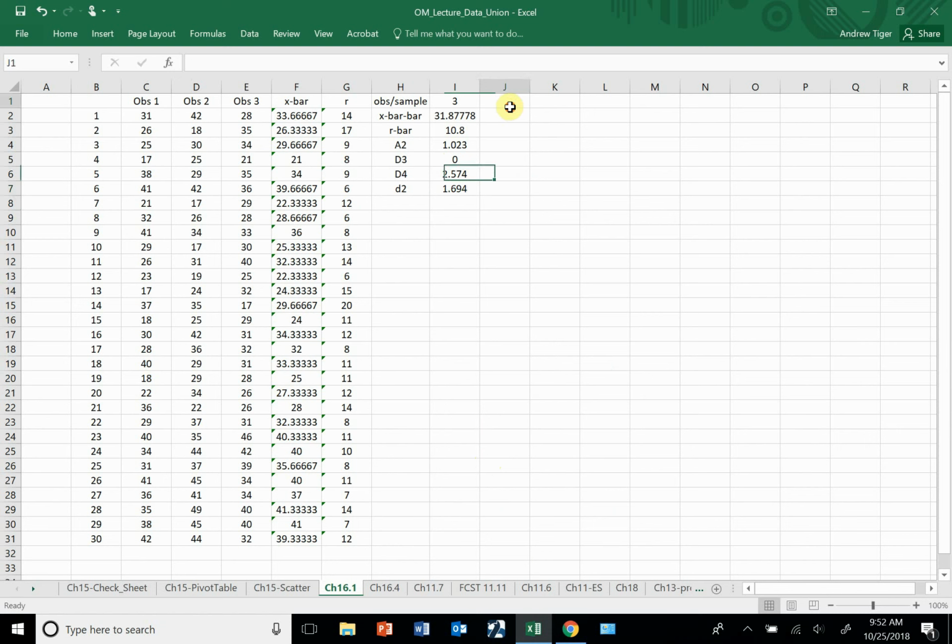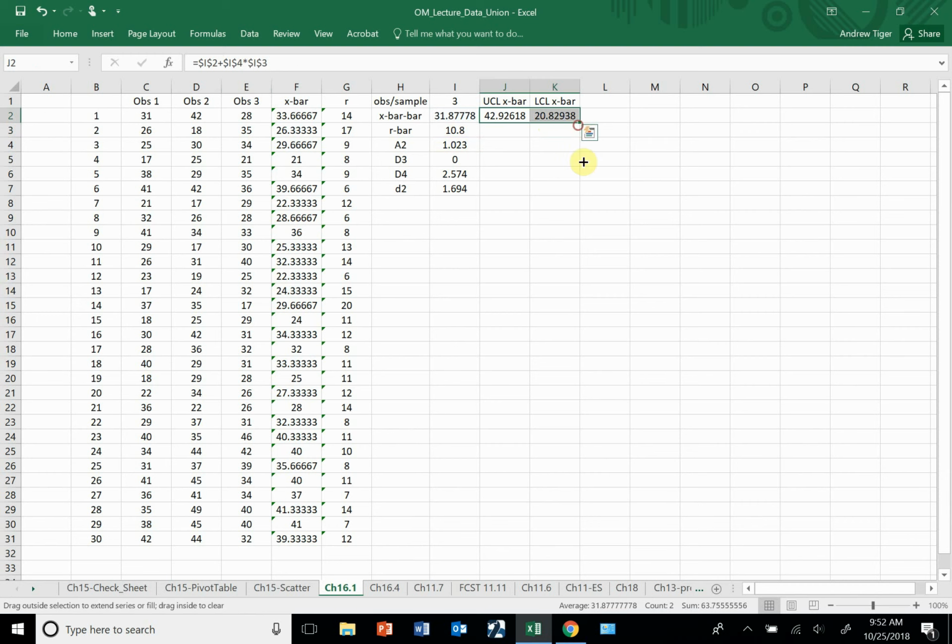From these, I can calculate my control limits for my 2 control charts. So the upper control limit for the X bar and the lower control limit for my X bar. The formula for the upper is X bar bar plus A2 times R bar. Put some dollar signs around all this because we're going to copy them down. I want the same number. For the lower control limit, it's exactly the same thing, except instead of plus, it's minus.